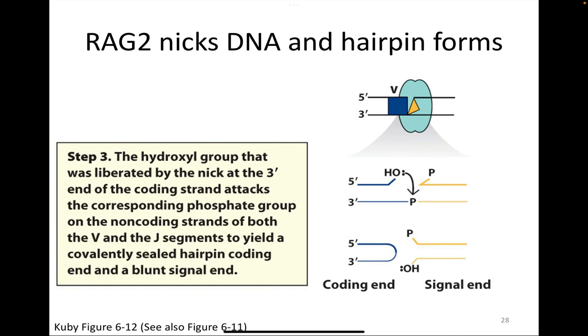You can get it from my very important drawing. What reaction does the enzyme probably have to perform at this point? Yeah, Josh? Yeah, so what's it going to cut? It wants to cut a phosphodiester bond, right?